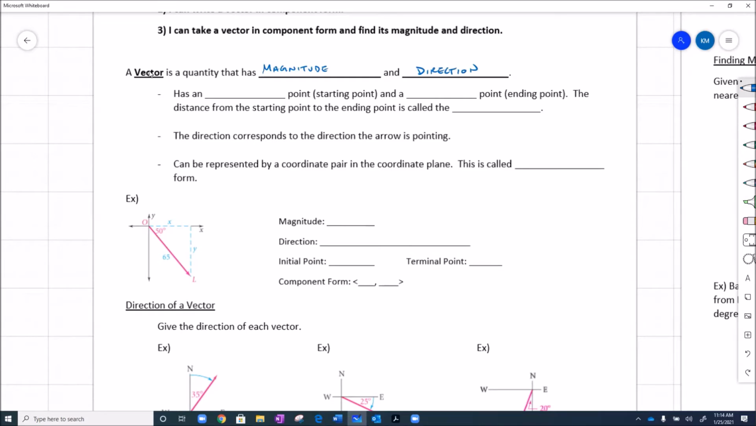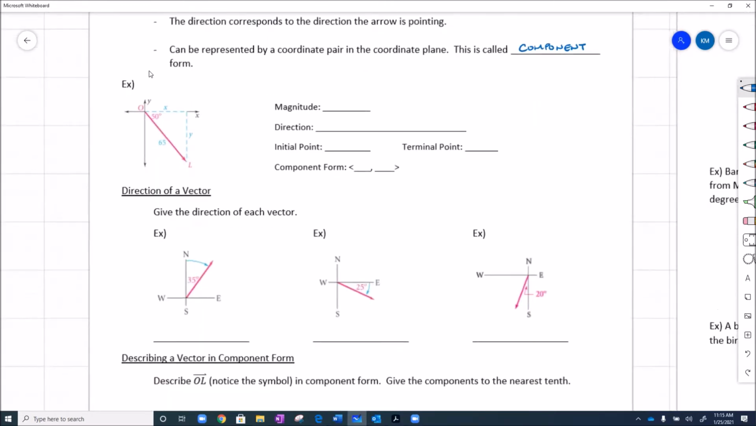That means it has an initial point, starting point, and a terminal point or ending point. The distance from the starting point to the end point is called the magnitude. The direction corresponds to the direction the arrow is pointing. Okay, it can be represented by a coordinate pair in the coordinate plane. It's called component form. Okay, so just setting some of the terms that we're going to be using and getting used to as we go.